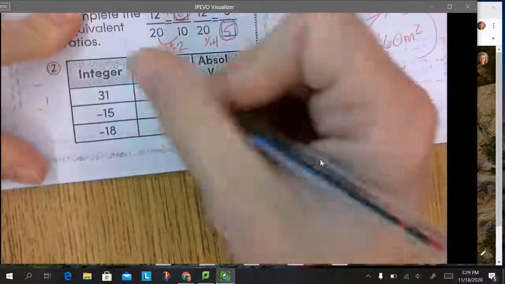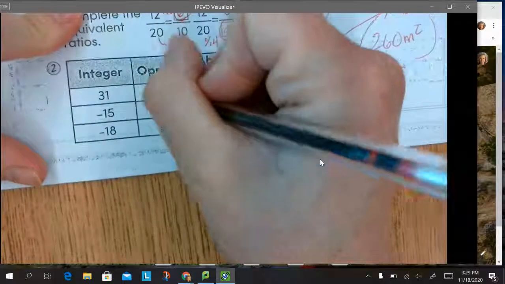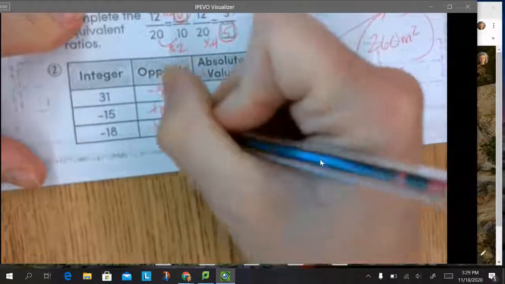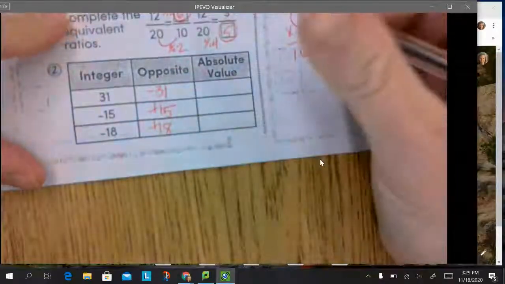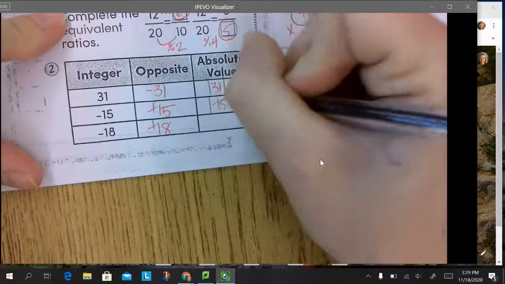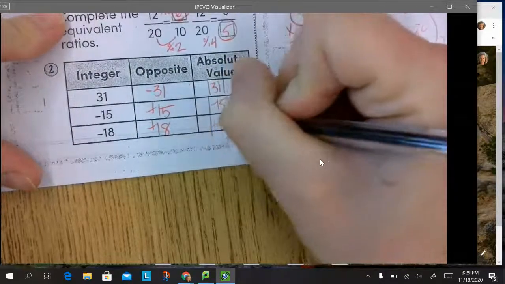Last one. Here's your integer. The opposite is negative 31. The opposite is positive 15. The opposite is positive 18. Okay? The absolute value is 31. The absolute value is negative 15. The absolute value is negative 18.